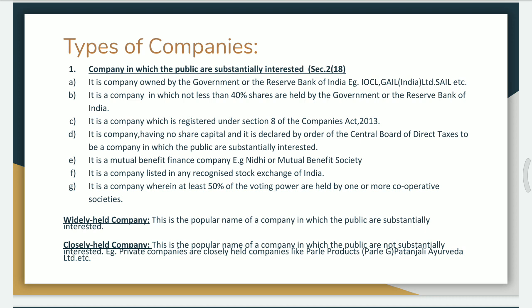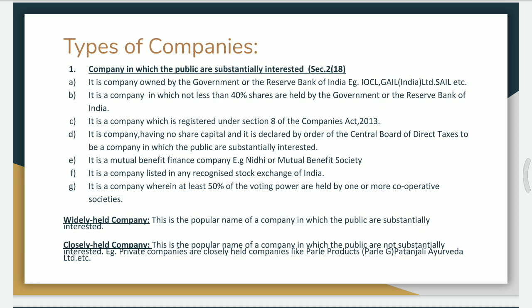It is a company in which not less than 40% of shares are held by the government or RBI. It is a company which is registered under Section 8 of the Companies Act 2013. We will see what we mean by companies registered under Section 8 in the next slide. It is a company having no share capital and declared by order of the Central Board of Direct Taxes to be a company in which the public are substantially interested. It is a mutual benefit finance company, that is, a Nidhi or Mutual Benefit Society. It is a company listed on any recognized stock exchange of India. It is a company wherein at least 50% of the voting power is held by one or more cooperative societies.